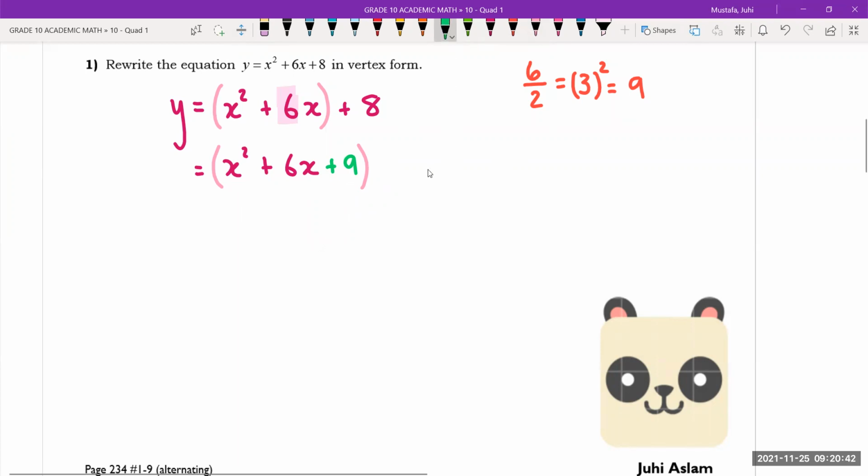And then you are going to take that same number and then you're going to subtract it. Let's think about why that happens.